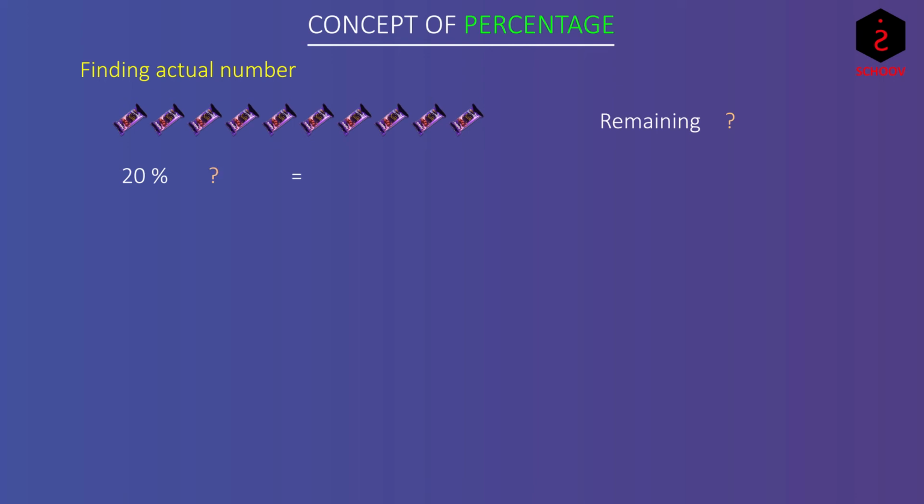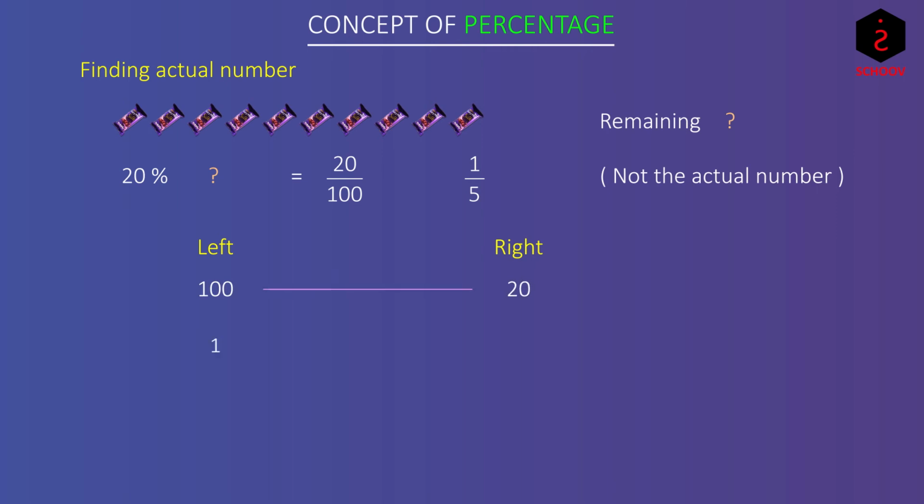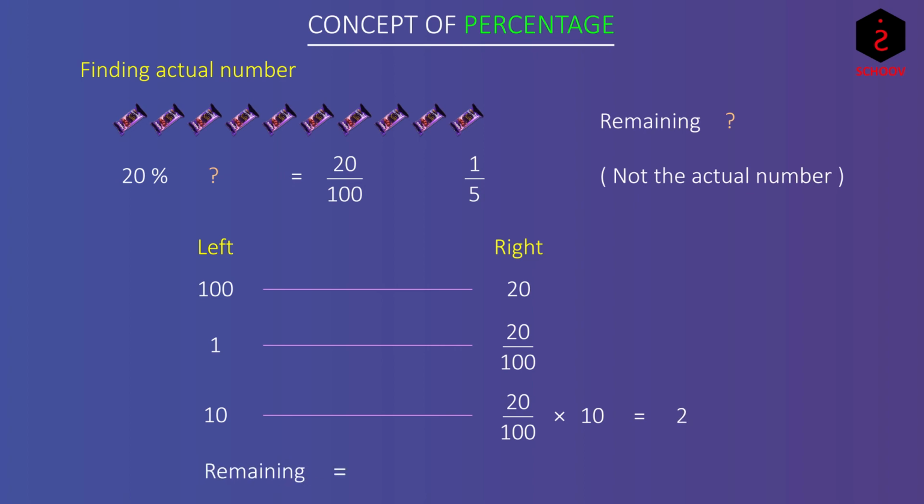Now, you know that percent means per 100. So 20% means 20 upon 100 or 1 upon 5. But this is not the actual number. So let's find the actual number by the unitary method. In 100, you have eaten 20. So in 1, divide. So 20 by 100. So in 10, multiply 20 by 100 into 10, meaning 2. So you have eaten 2. So remaining is 10 minus 2 equal to 8.